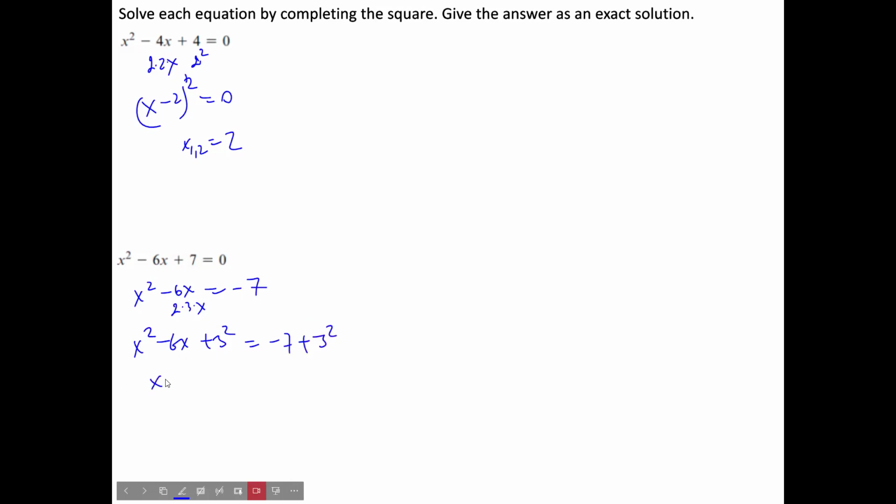Now, here I have (3x − 3) squared. And what is here? 2. 9 minus 7. So x minus 3 is plus or minus square root of 2. So x1 is 3 minus square root of 2. x2 is 3 plus square root of 2. Good? So when you take a square root, don't forget that you need to have 2 answers, right?